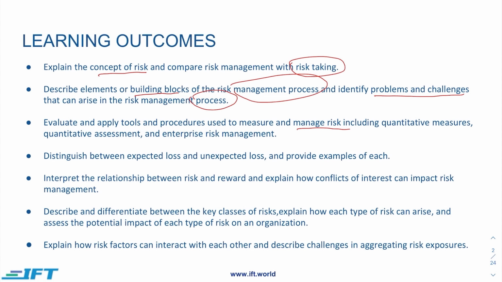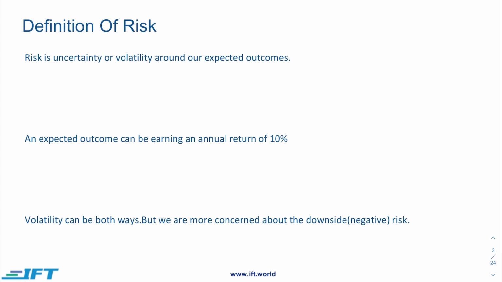We'll be talking about expected and unexpected loss. We'll be discussing the relationship between risk and reward. In the end, we'll be talking about key classes of risk and we'll then discuss how we can aggregate risk exposures. So let's start our discussion with this very critical concept of the definition of risk.